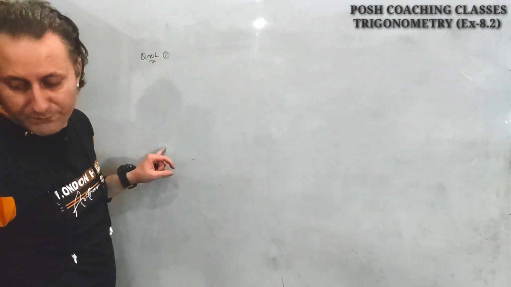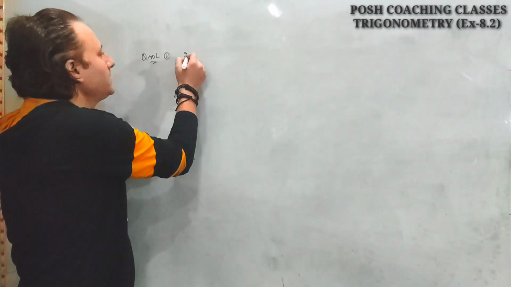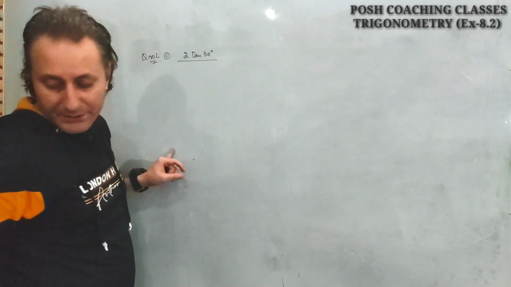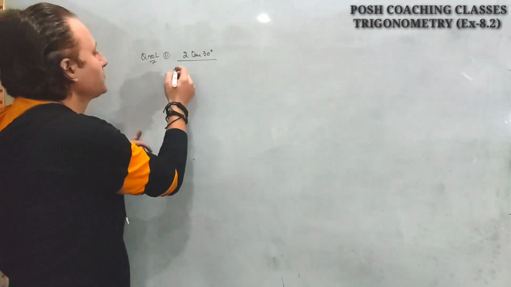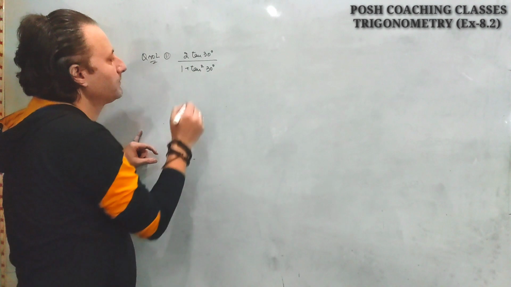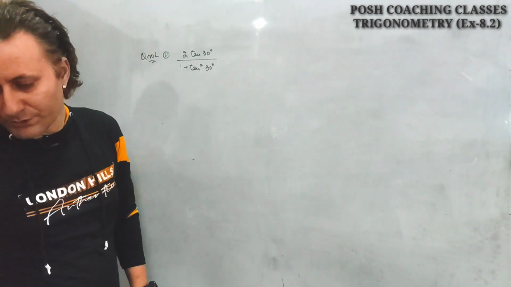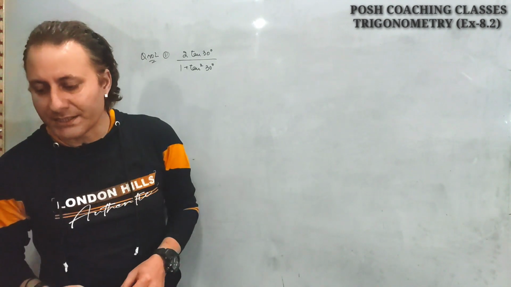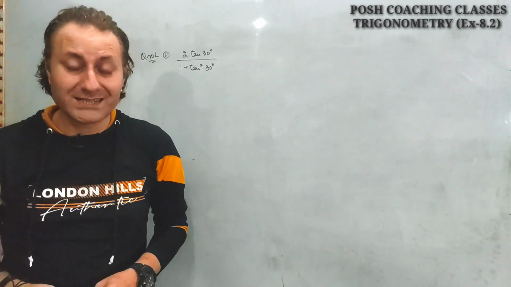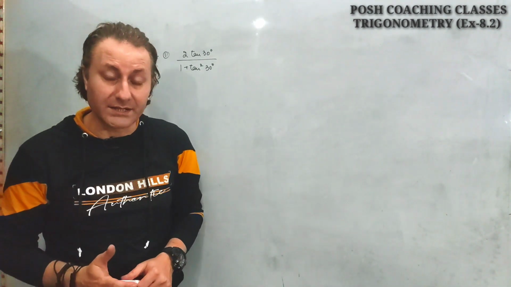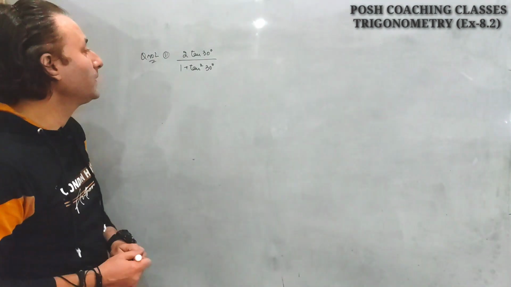So what is the first part? It says 2 tan 30 degrees, 2 tan 30 whole divided by 1 plus tan square 30 degree. That's about it? Yes. So we have 4 options here. What are the 4 options? The answer could be sine 60 degree, then we have cos 60 degree, then tan 60 degree, and then sine 30 degree. So let's see where we will go.